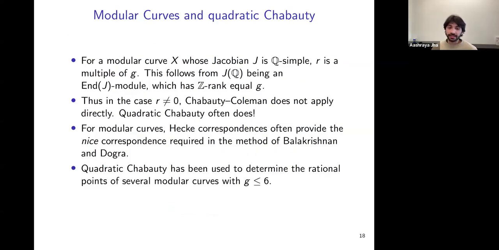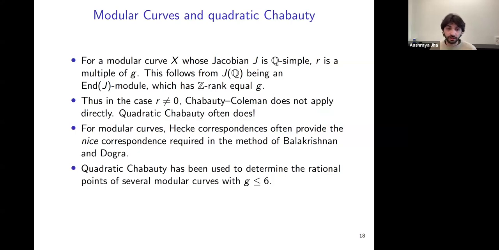Okay. I want to mention why quadratic Chabauty is actually quite good at computing points of modular curves. So if I have a modular curve and its Jacobian is Q-simple, then r will be a multiple of g. And this basically follows from the fact that it's a GL2-type variety. So the endomorphism ring will have rank equal to g, and then the Mordell-Weil group is an endomorphism ring module. So if r is not equal to 0, Chabauty-Coleman won't apply directly to this curve. There are a lot of methods to use Chabauty-Coleman in conjunction with other methods, but it doesn't apply directly. But quadratic Chabauty does. Remember, we needed this r equal to g condition, and this is sort of satisfied here. And we also needed this nice correspondence. But modular curves have a lot of correspondences. This is really nice. And we can actually compute them very explicitly. We have these Hecke correspondences, and we can compute with them using Eichler-Shimura and a host of other techniques.